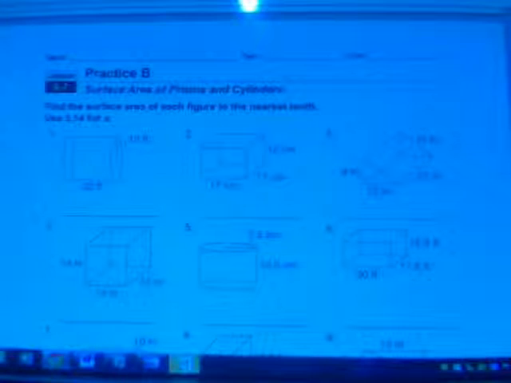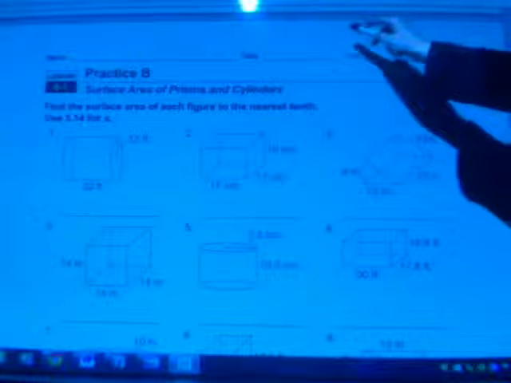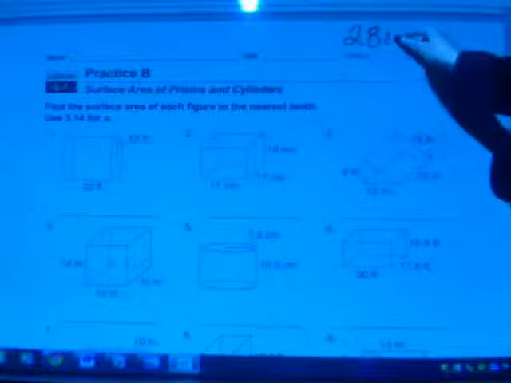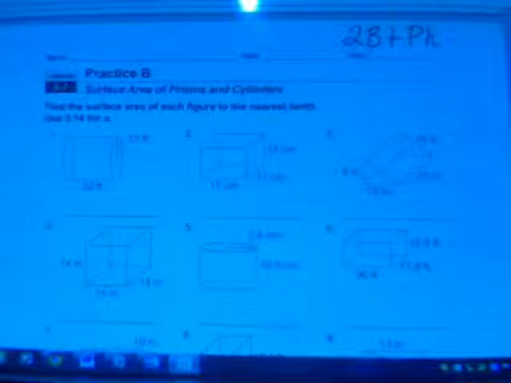Now, in 2, 3, 4, and 6, all those use the same formula, so that would be a good place to start by writing down the formula here. The formula that you saw for this earlier in the notes was 2B plus PH. Again, B stands for the area of the base, P is the perimeter of that same base, and H is the height of the entire shape.